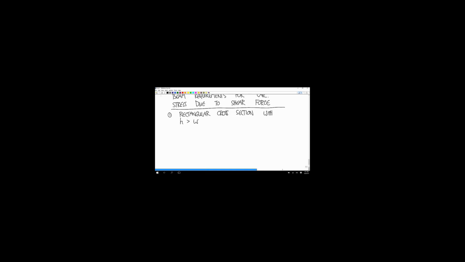If it's a square, I don't really know how far off it would be. I could calculate that. But let's just say square is the widest and shortest that we're going to take as acceptable. And the only other possibility is a circular cross section. With a rectangular cross section, we can do it at every Y location along the cross section. With a circular cross section, we can only do it along the neutral axis.